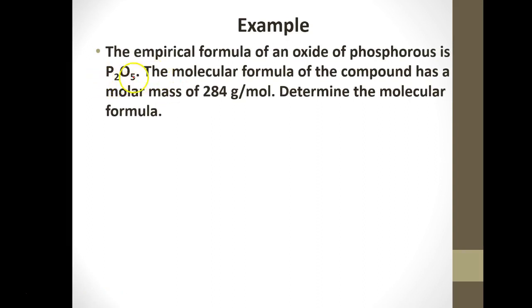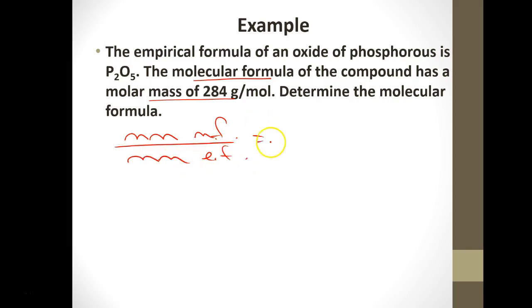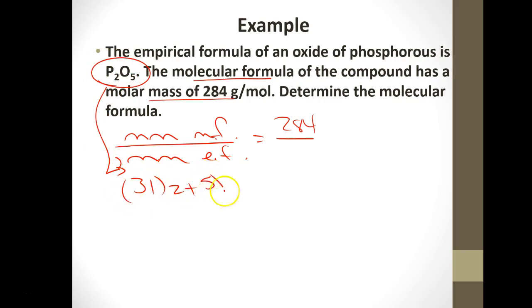So empirical formula of an oxide of phosphorus is P2O5. Okay, so that's the smallest ratio, 2 to 5. I think we even had that in one of the movies. Now, the molecular formula has a molar mass of 284. So the molar mass of the molecular formula divided by the molar mass of the empirical formula is how you figure this out. Well, 284 was given to you. What I need to do is add this guy up. So 31 times 2 plus 5 times 16 is going to be, that's 80, plus 62 is 142.